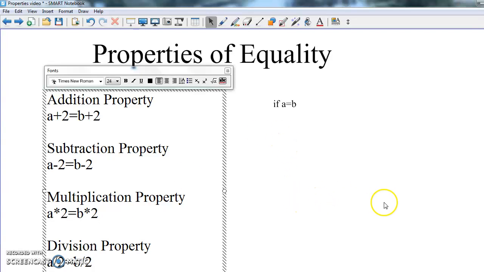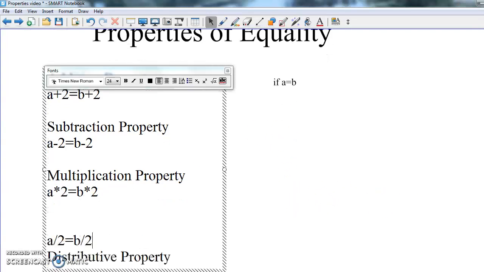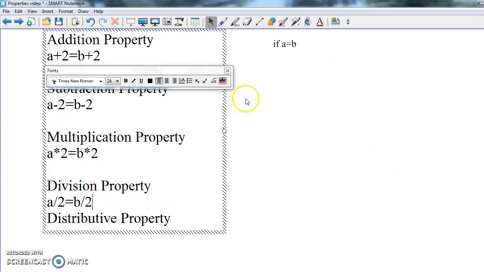So these properties are the justifications for the actual operation. So if A equals B has to be somewhere in the proof, you need to know that A and B are equal before you do any of this.